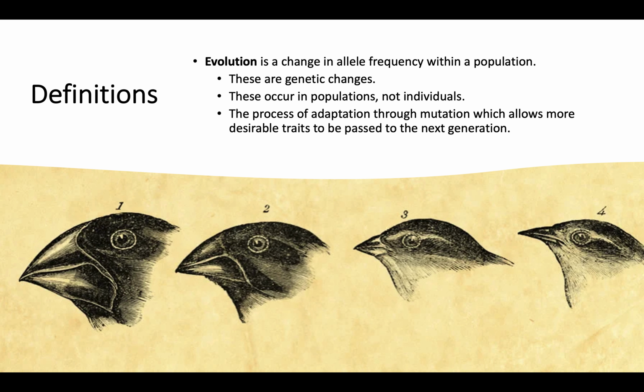And the process of adaptation through different mutations, which allows more desirable traits to be passed down to the next generation, is another way to define evolution. So once again, that's the process of adapting through different mutations within our genes that allows more desirable traits, so traits that are better for survival, to be passed down to new generations. And once again, evolution occurs at the population level. It occurs in populations, not individuals. Some populations, like those of microbes and some insects, actually evolve over a relatively short period of time and can be observed directly. Other populations, though, most of our large mammals and things like that, take a long time, so they won't be directly observed.